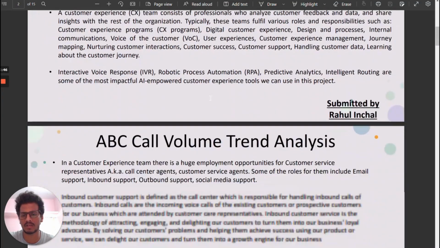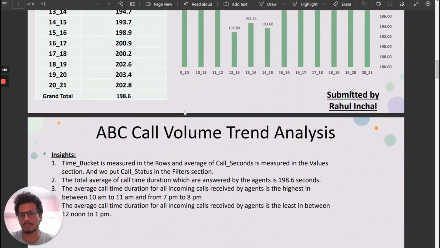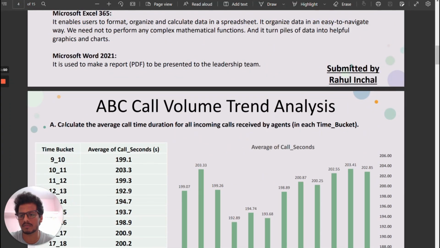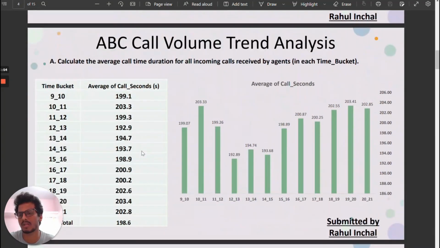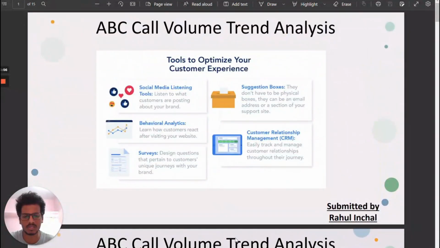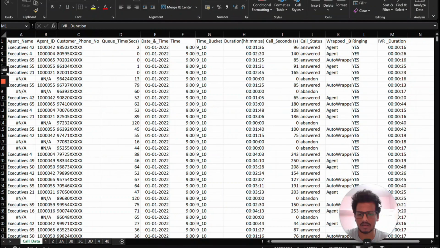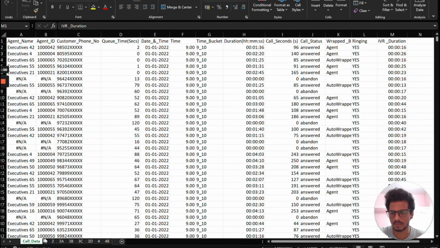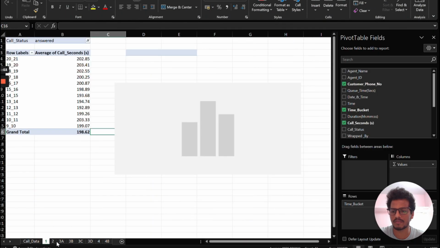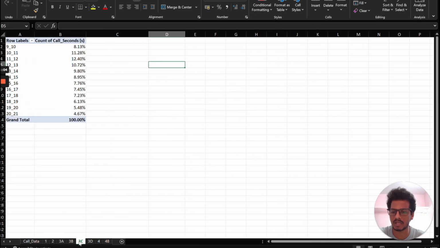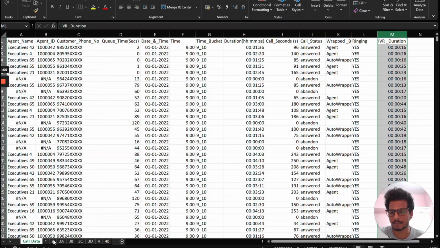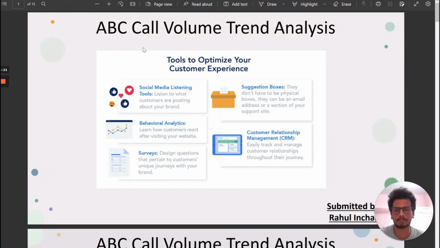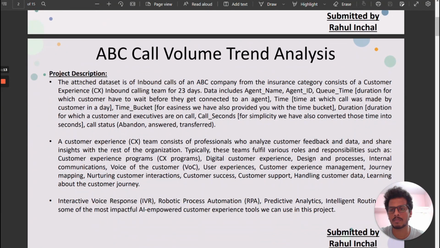And we have got some set of questions. This is the report which I have made. We have questions such as calculating the average and a lot more. We are mainly going to focus on four questions, and based on those four questions I have derived different tables, pivot tables, and we will be dealing with each and everything in a bit. This is the report, and this is the project description, guys.